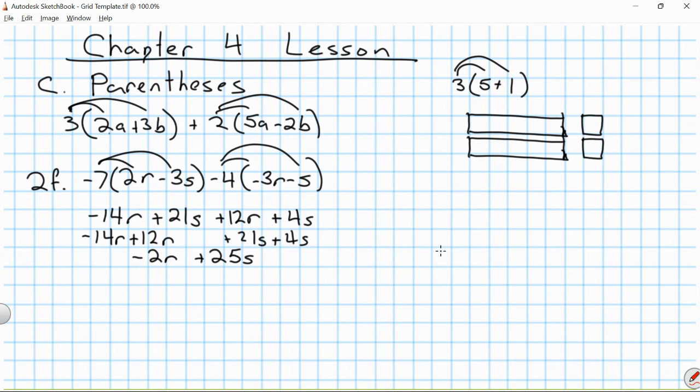Wait, so expand the following. Expand means get rid of parentheses. I thought it meant like simplify, but the opposite. Make it bigger. Yeah, simplify means that there's terms that can be combined. Any questions on parentheses? No. All right, let's move on.